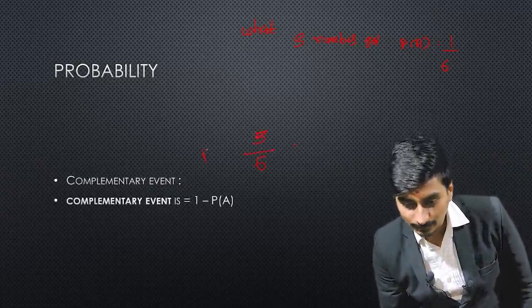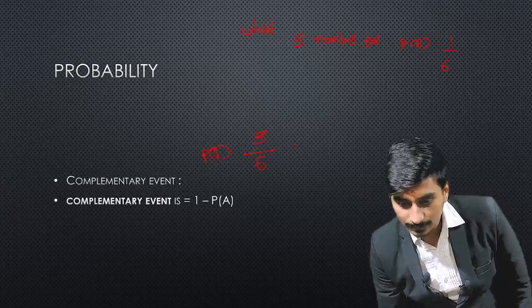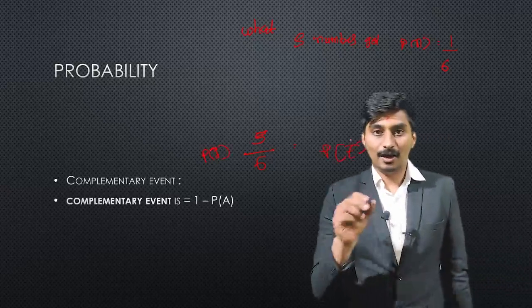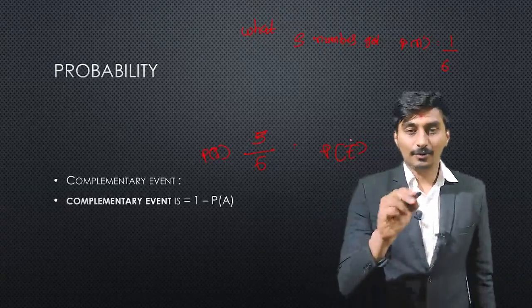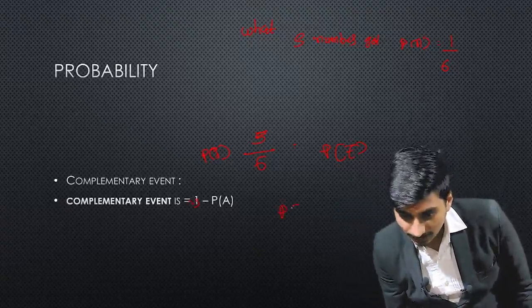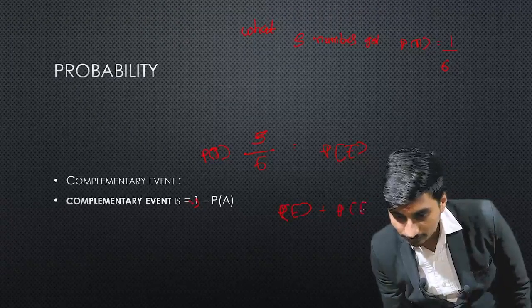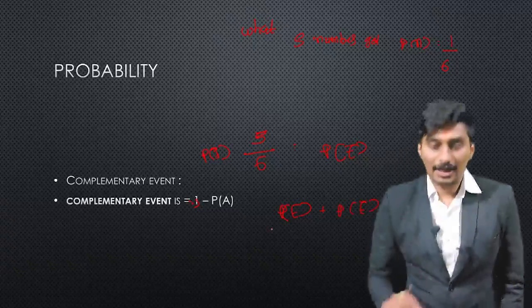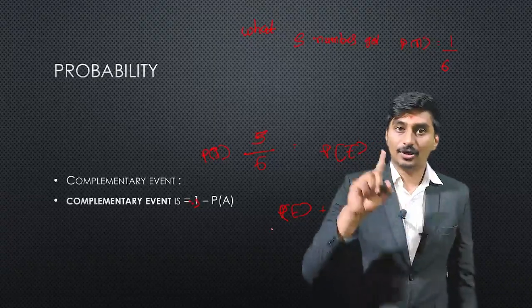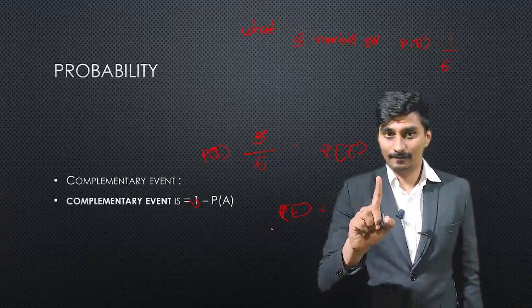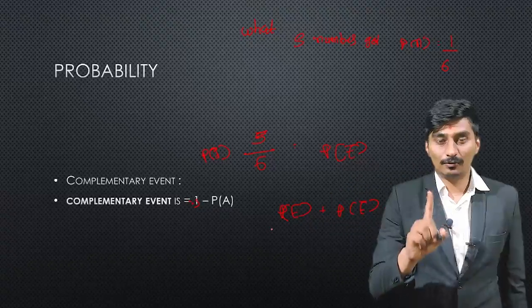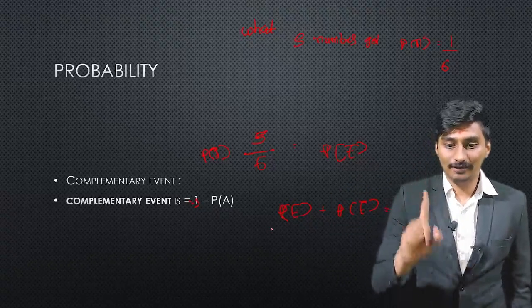That means the probability is 5 by 6. Here the complementary event is denoted by E bar. So P of E bar is equal to 5 by 6. Please note down this formula: P of E plus P of E bar is always 1. That means the event plus the complementary event is always 1. This is the most important and comes many times in the exam, so please note it down.